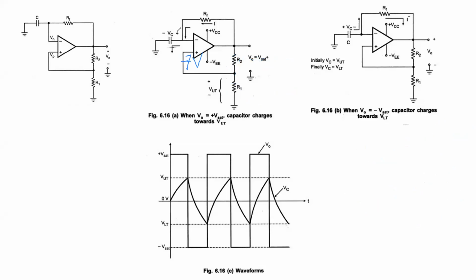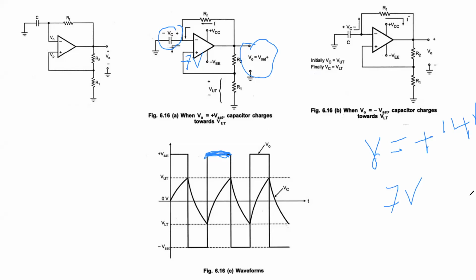Right. What is the maximum voltage towards which the capacitor is charging? Plus V sat, sir. Right. 14 volts. So the capacitor charging towards 14 volts must cross the 7 volts point, right?